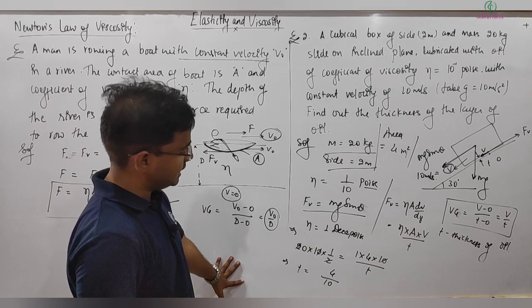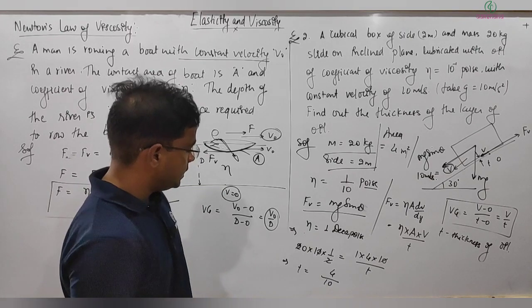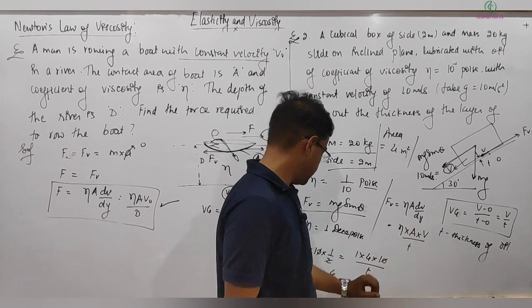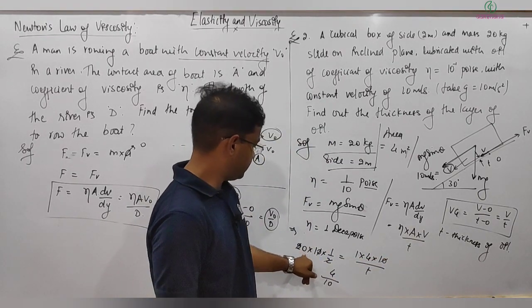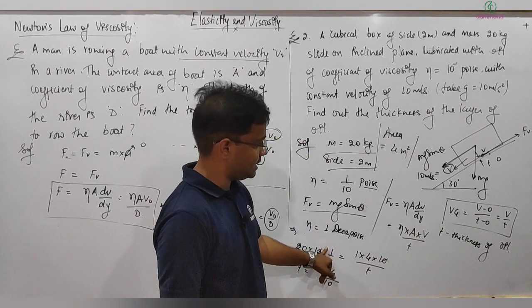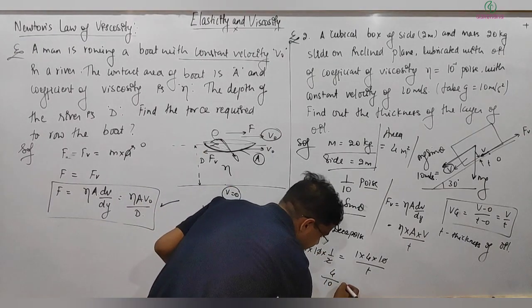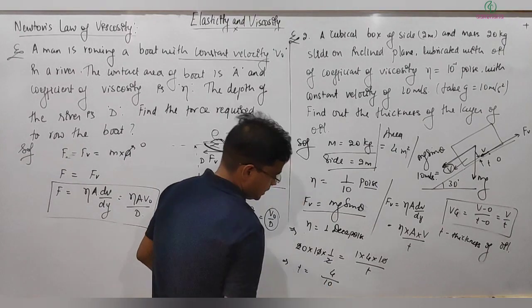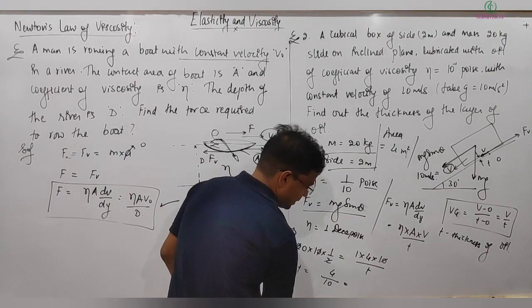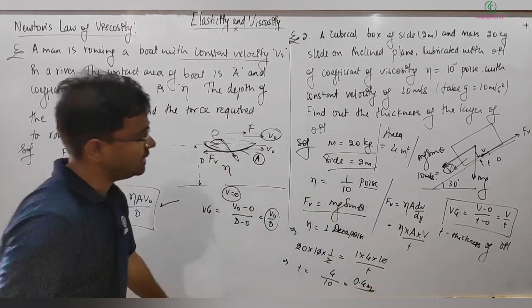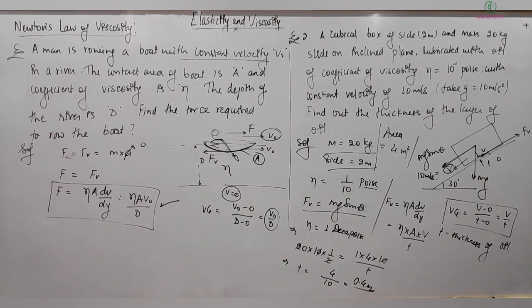Let me just check the things. Eta A dv by dt, yes, and this is mg sin theta. So we are getting thickness equal to 4 by 10 centimeter, that is, it will be equal to 4 by 10 meter. So 0.4 meter. That's coming out to be quite a large thickness. Let me just check the result.